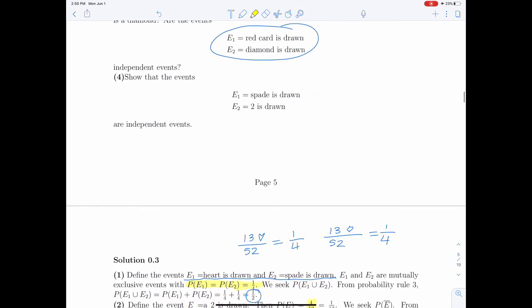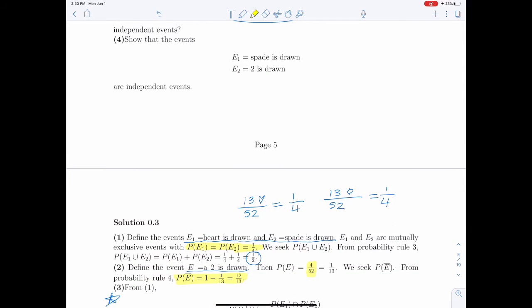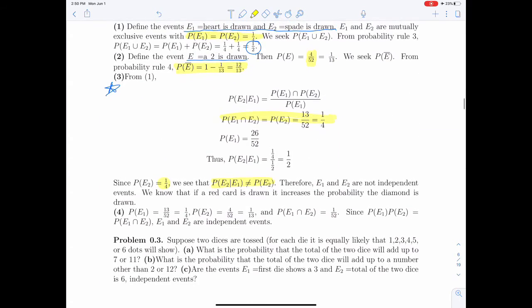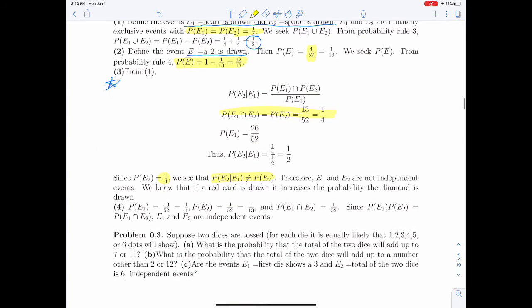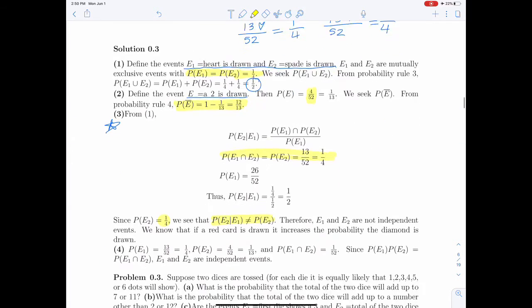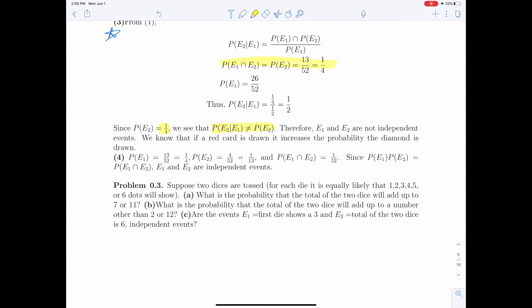And so number 4, our last one, we just have to show that these two events, a spade is drawn or a 2 is drawn, are independent of one another. So P of E1, the probability a spade is drawn, we went over that above, that's 1/4. The probability that we draw a 2, again, we went over that above, it is 1/13. The intersection of these two things only happens once. We can only draw a spade that is a 2 once. Only one of those exists in the deck, so that's why it's 1/52.